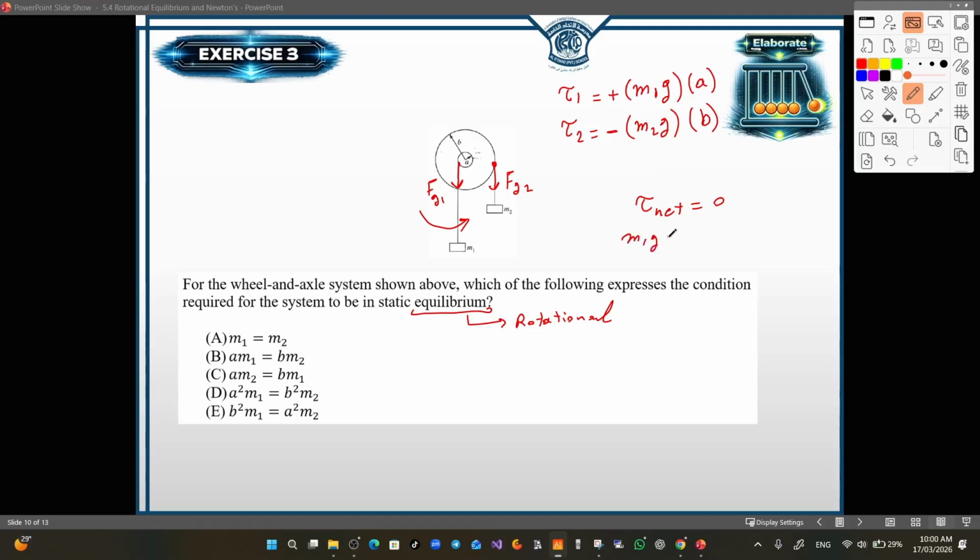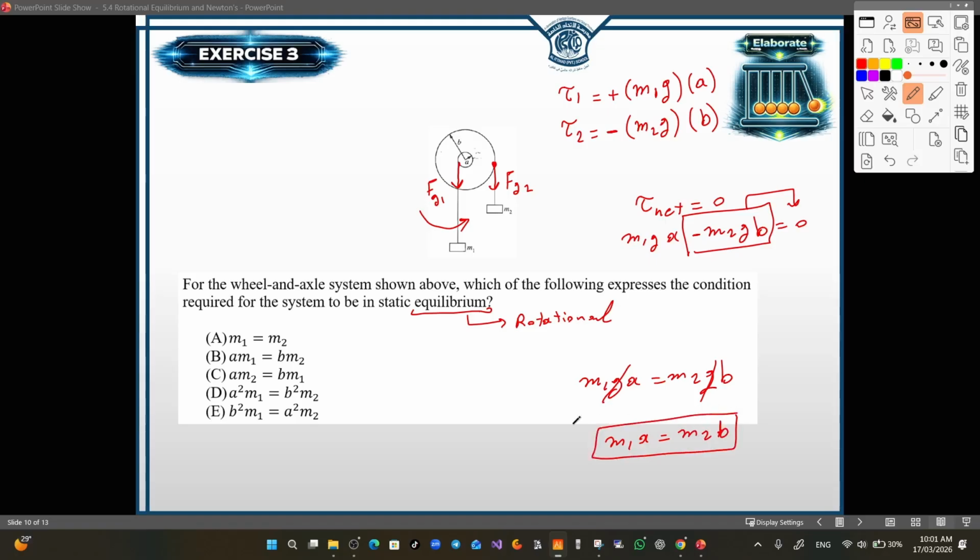Now we substitute this in our equation. So m1 g multiplied by A minus m2 g multiplied by B equals 0. We move this to the other hand side, and the formula becomes m1 g times A equals m2 g times B. Now g with g cancels out, so m1 A equals m2 B. And the correct answer is B.